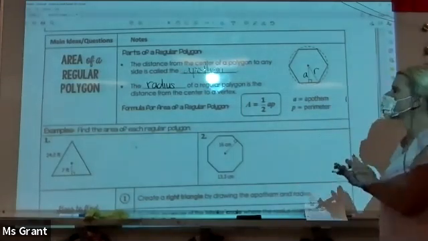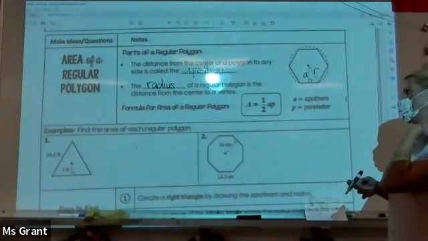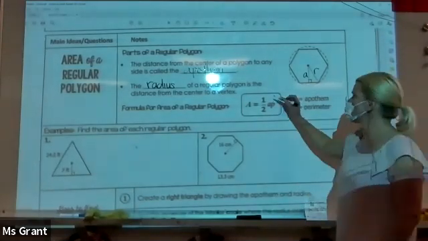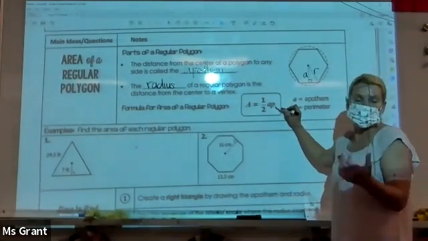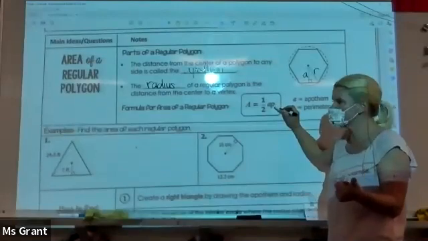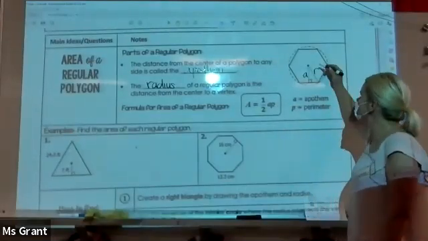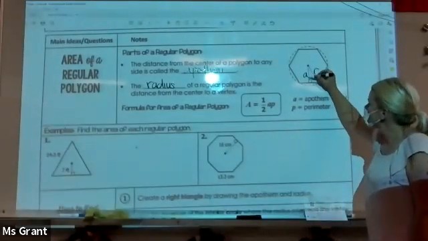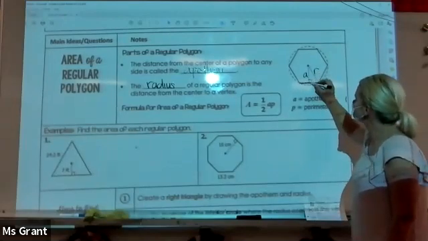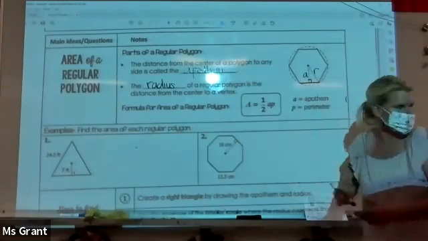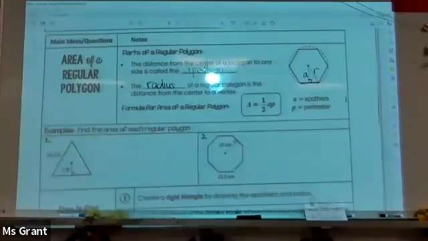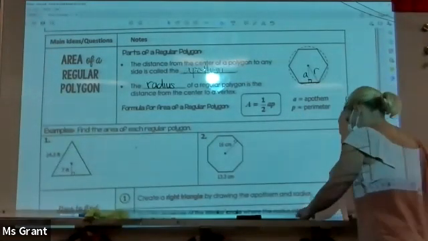So the formula for every regular polygon is 1/2 the apothem times the perimeter. So we need to know what the side length is. And the apothem is going to be from the center to one of the sides. So it's going to make a 90-degree angle. That's called the apothem. So we can do 1 and 2 first.